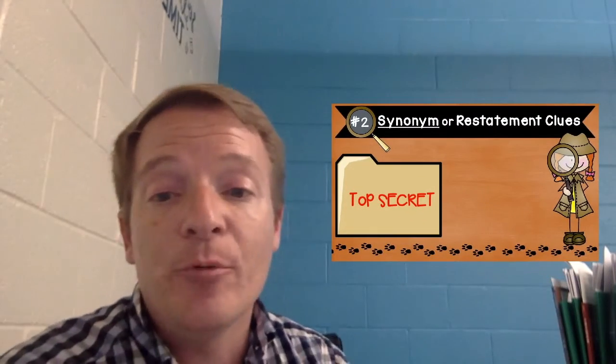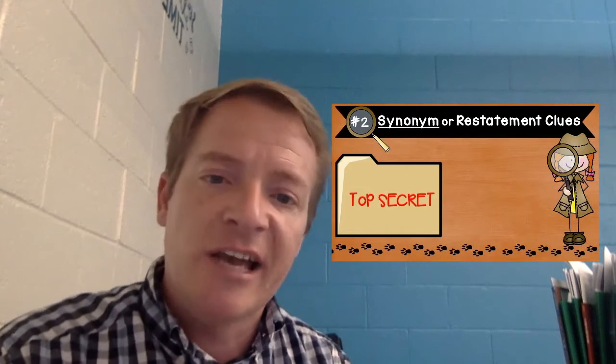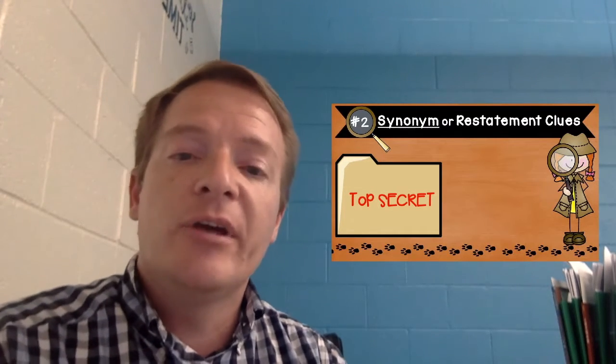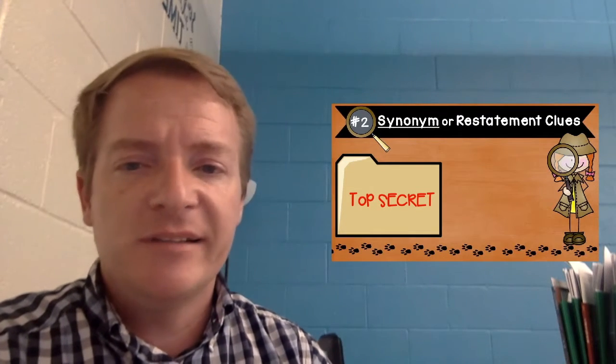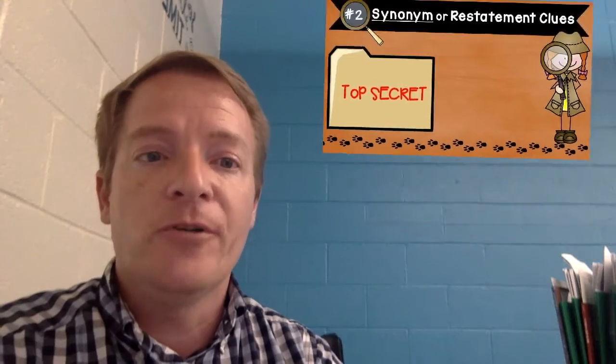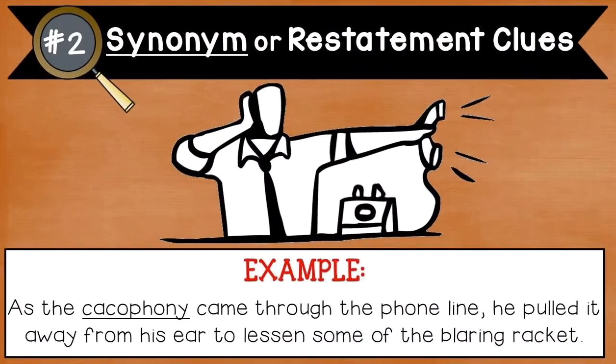So the second type we have is a synonym or a restatement clue. Synonyms mean words that mean the same thing. So whenever you have a word that you don't understand, sometimes they will give you another word that means the same thing next to it. So for example, we have, as the cacophony came through the phone line, he pulled it away from his ear to lessen some of the blaring racket. That meaning is right there in that word.